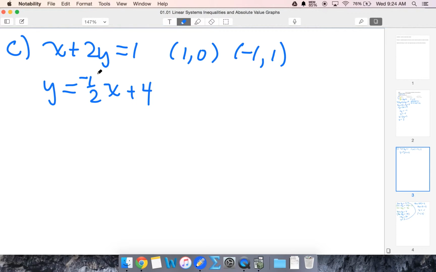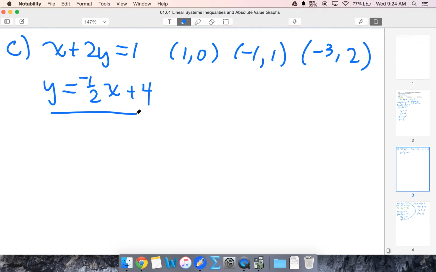And I could continue doing that, looking for points where it goes through. If y was 2, 2 times 2 is 4, so then x would be negative 3. So negative 3, 2 would also be a point. But quite often, graphing by hand isn't going to be as accurate, especially if our solution has decimals. So let's look at how we can graph it with our calculator.